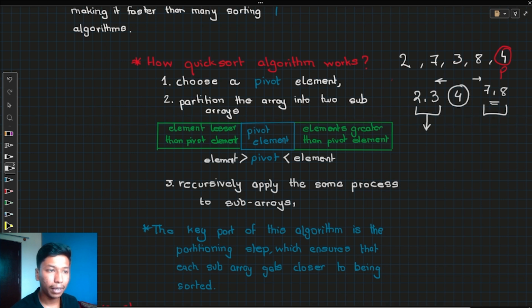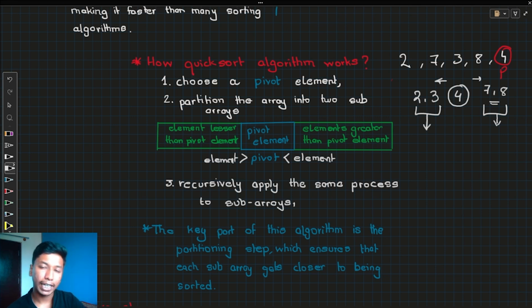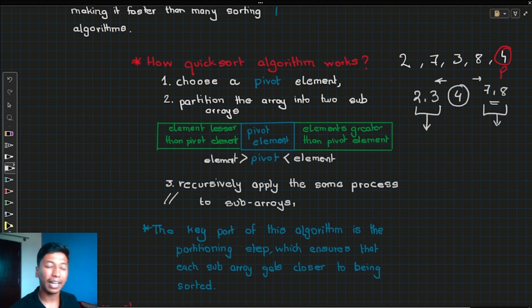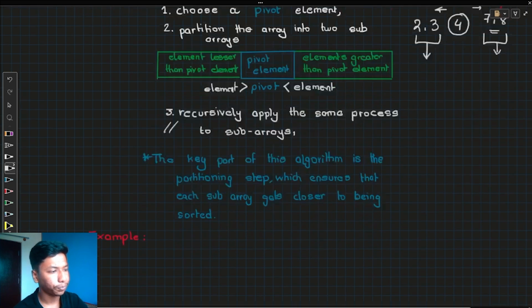Then we'll again partition this array, we'll again partition this array, and it goes on until we obtain the fully sorted array. So as I've explained it, partition the array into subarrays where elements smaller than the pivot element will fall towards its left hand side, and the elements which are greater than the pivot element will fall towards its right hand side. Then this process occurs recursively and we repeat this until we obtain a fully sorted array. So this is basically how the quicksort algorithm works.